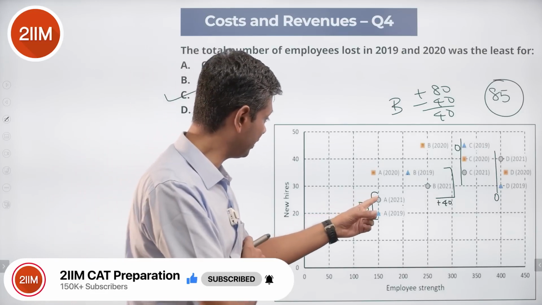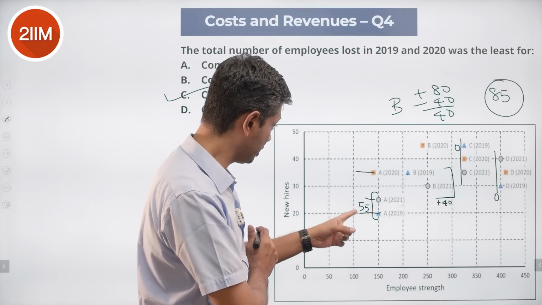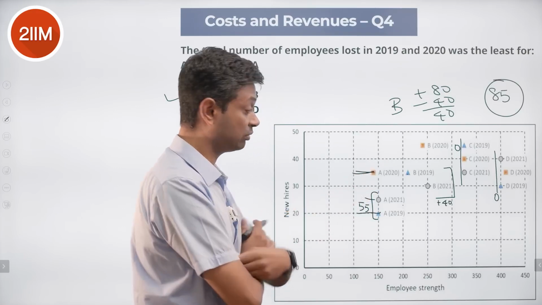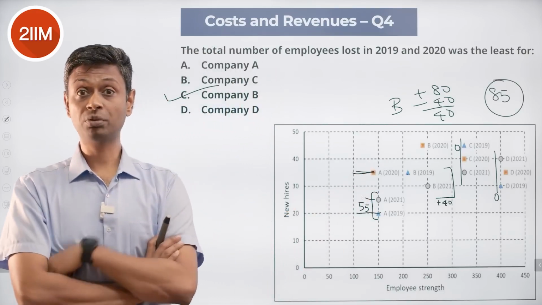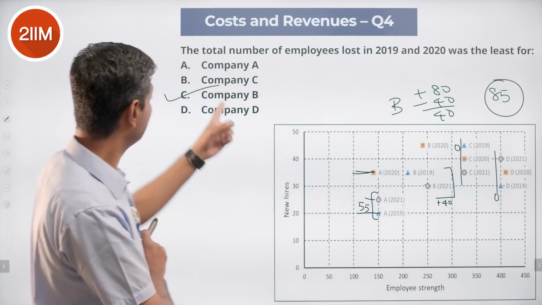They recruited 25 here and 35 here. Sorry, 20 here and 35 here. 55 recruited, but no net change. So 55 people have left. B, only 40 people have left. That's the answer.